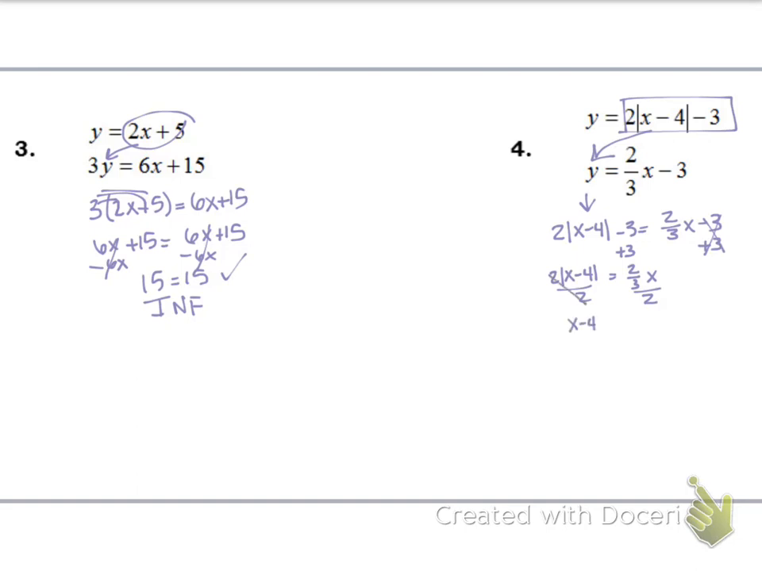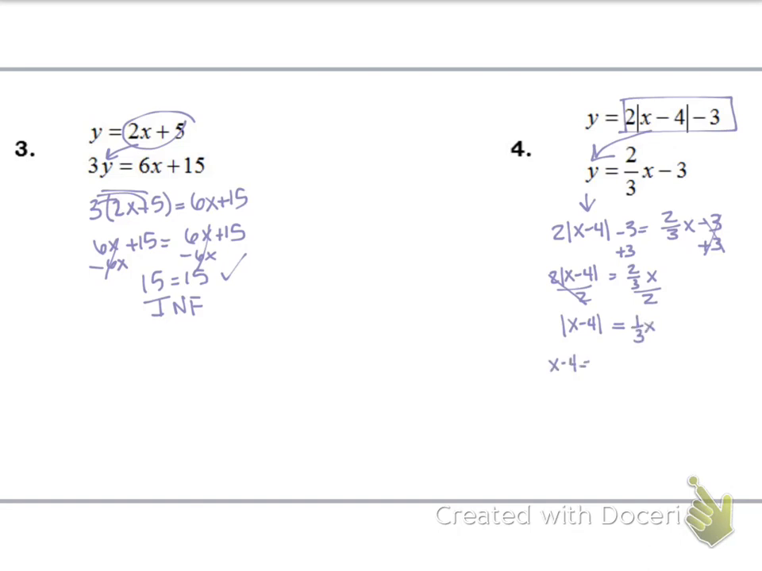It cancels on the left side. I don't do it into my absolute value bars. It's like walls. You can't put anything in your absolute value bars. Think of them as walls. Okay, 2/3 divided by 2 is the same as multiplying by a half. So I'm going to get 1/3.